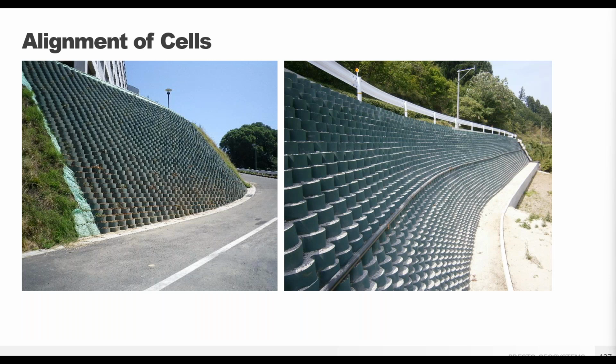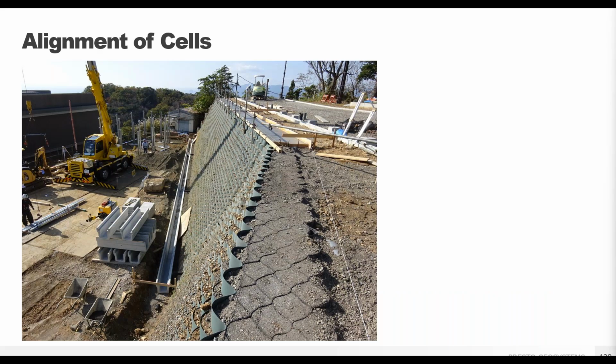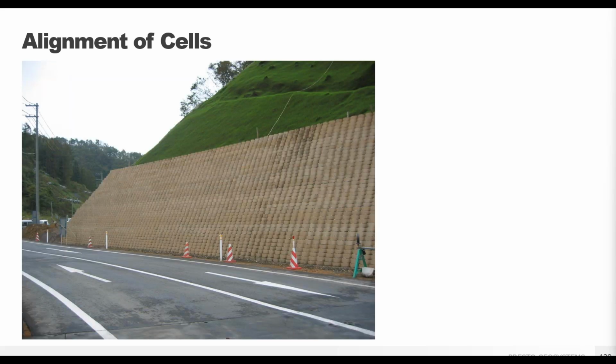The careful alignment of cells vertically from one lift to another is a good pro tip and worth the extra care. Not only will the wall be more aesthetically pleasing, especially important if it's not vegetated, but the alignment will help prevent potential material loss in the fascia cell that may occur if your cells are misaligned. Here's an example of good cell alignment. And another.